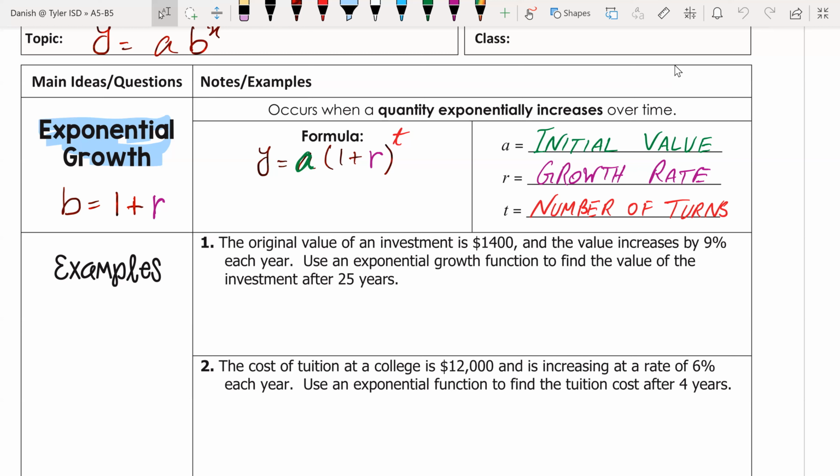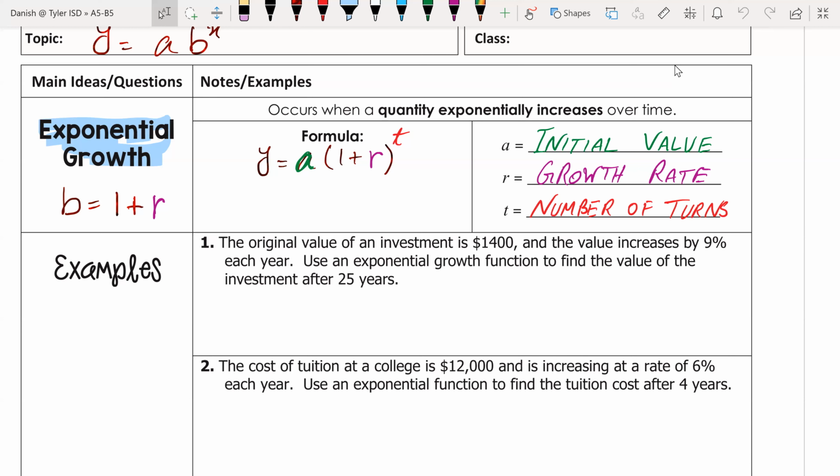What should B be for the function to be an exponential growth? Greater than 1 or less than 1? Greater than 1. If B is greater than 1, then the exponential function will be an exponential growth. And if B is less than 1, then the exponential function will be an exponential decay. So that's why for the growth, we will add the R, or the percentage addition will be added.